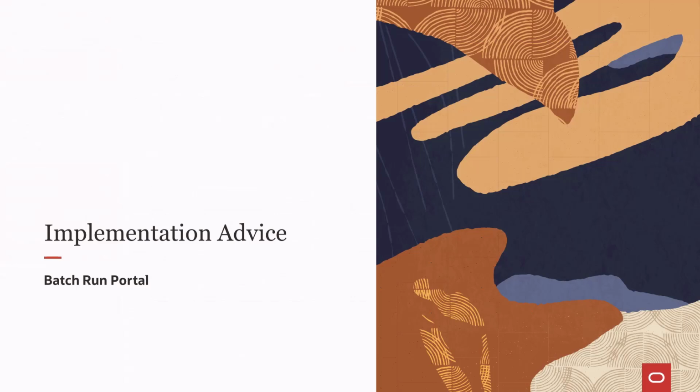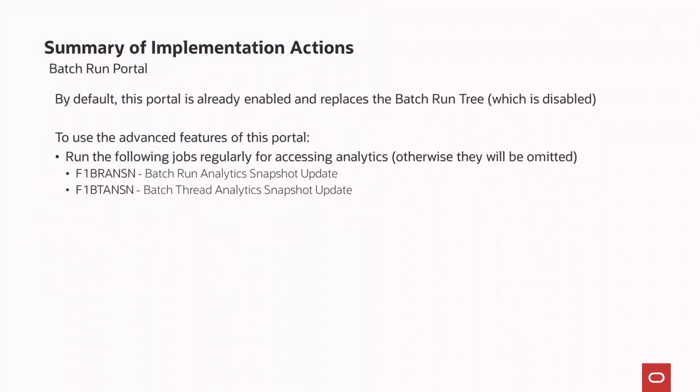In this implementation advice section, we'll go through what you need to consider before enabling this feature in your business, and what you need to know to set it up. This is an automatic replacement for the batch run tree. The batch run tree has been disabled to use this new portal instead.